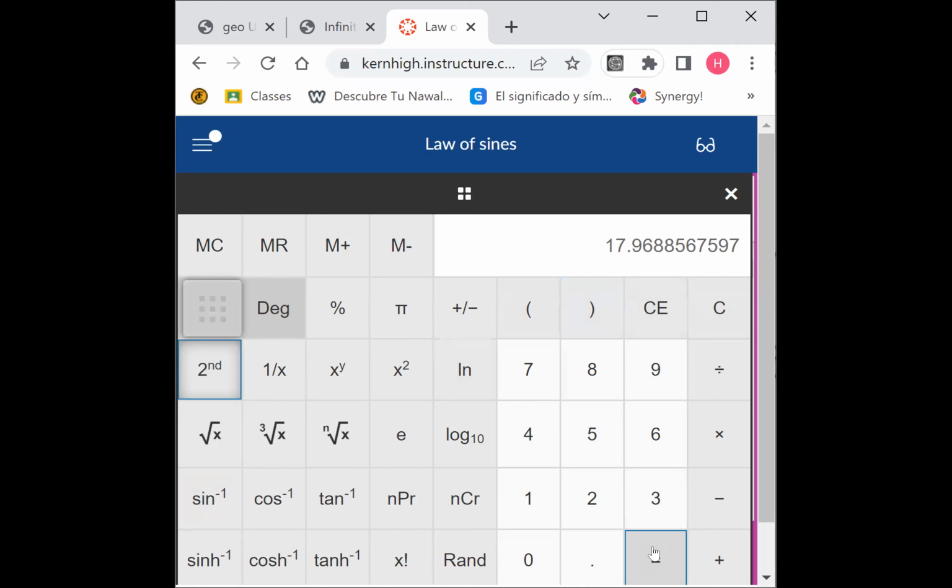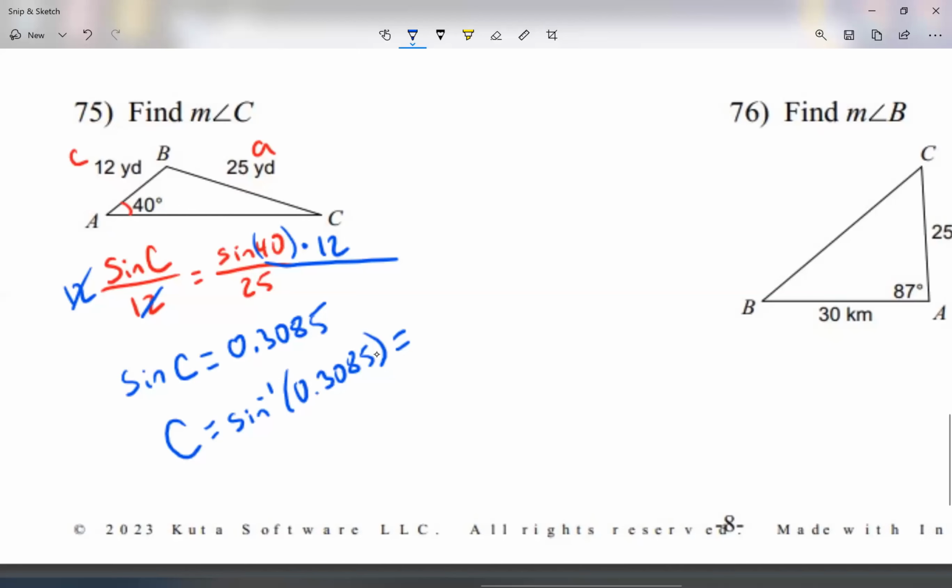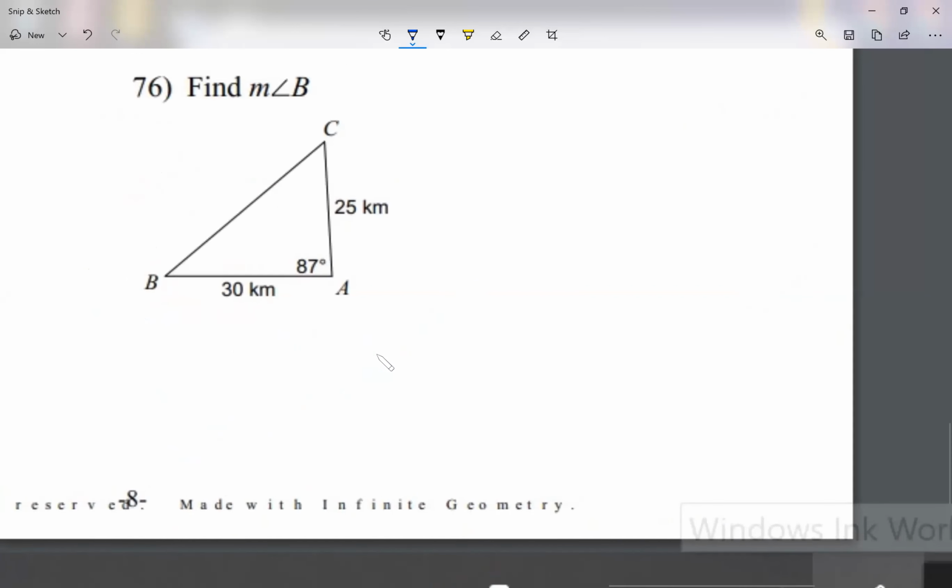Okay, so I have to go to the nearest tenth. So the second number is a 6. That's big enough. So it pushes the 9 over. But the 9 is at the limit. So the 9 pushes the 7 over. So it's going to be 18.0. Not bad. Now let's take a look at question number 76.